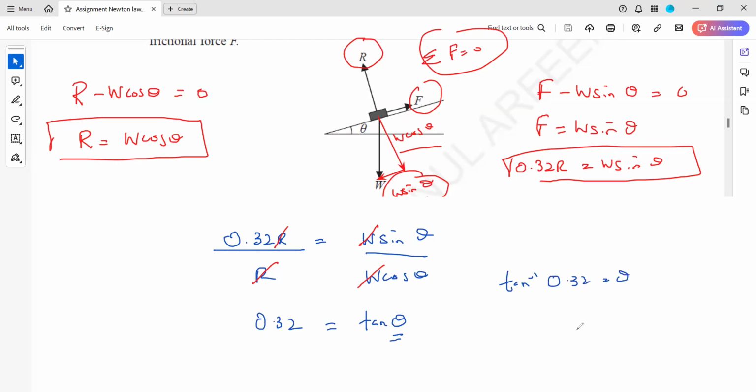So what's the answer? At what angle is it just about to slide down? 17.7 degrees. So when the angle is 17.7, it is stationary. But if I increase the angle more than 17.7, the box will slide down. Is it clear, this one? Any doubt in this question?